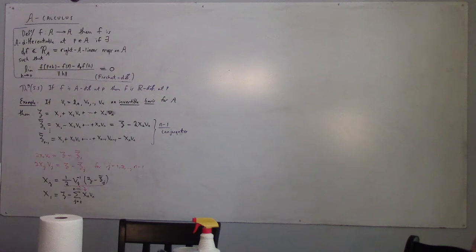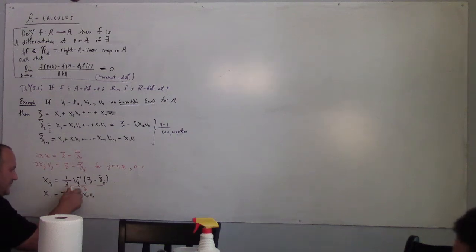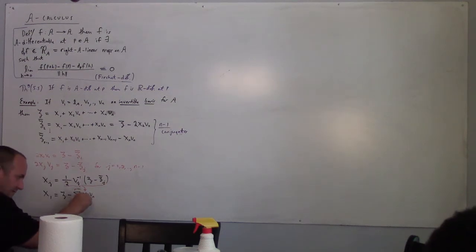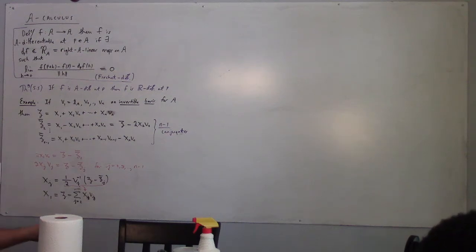Wait, but that's xn, not xj. Right. I have to change that. I shouldn't use n there either. That should be j. Oh no, this should be n. That was a mistake. Sorry about that. No, but now I'm with you. So, fine. So yeah, you plug that in.